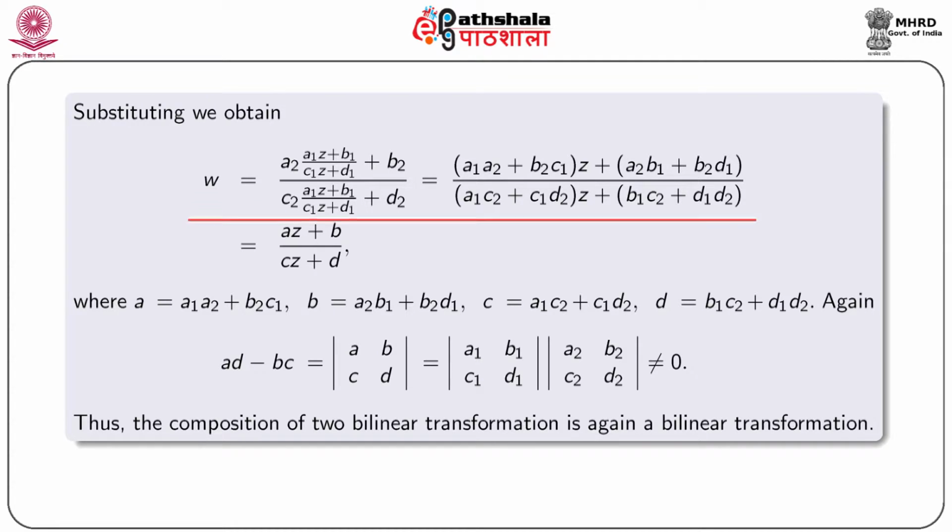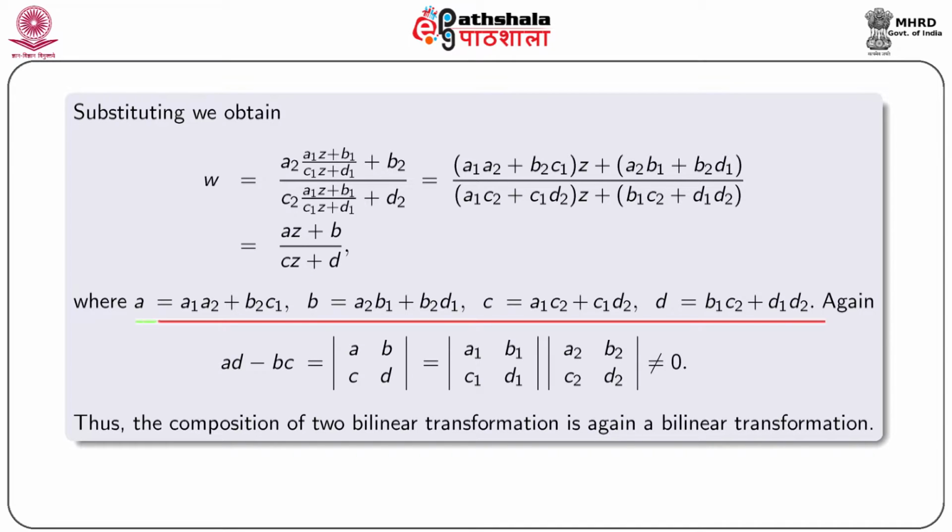Substituting, we obtain w equal to a2 into (a1 z plus b1) by (c1 z plus d1) plus b2, by c2 into (a1 z plus b1) by (c1 z plus d1) plus d2, and by simple calculation we obtain this equal to (az plus b) by (cz plus d), where a is given by a1 a2 plus b2 c1, b equal to a2 b1 plus b2 d1, c equal to a1 c2 plus c1 d2, and d equal to b1 c2 plus d1 d2.